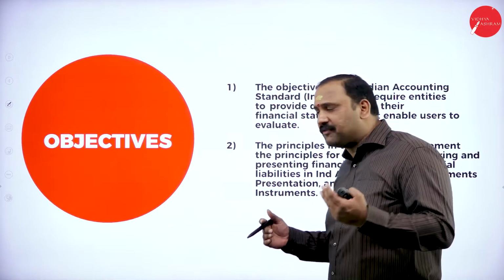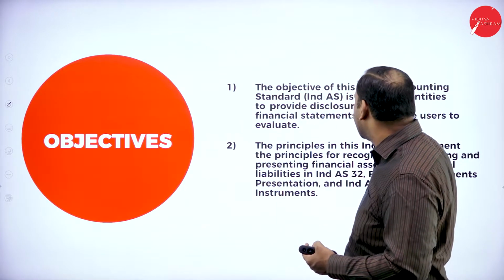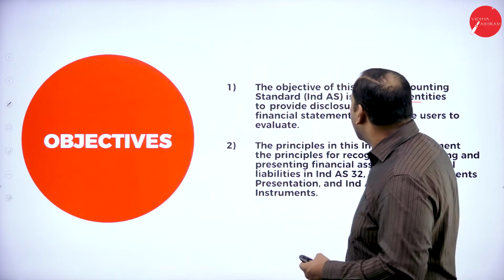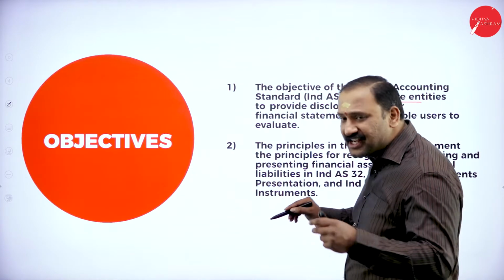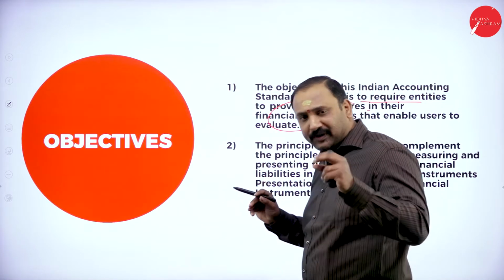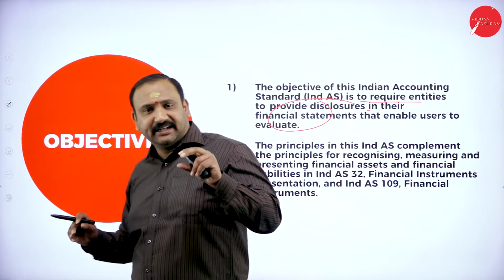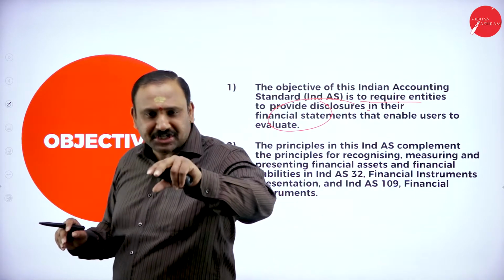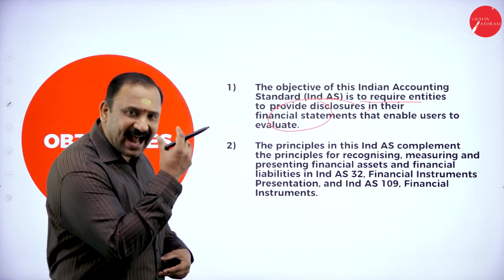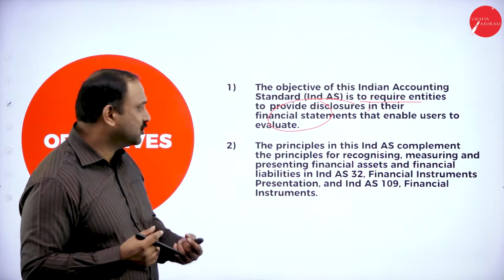Followed by the objectives. The objective of this Indian accounting standard is to require entities to provide disclosure in their financial statements that enable users to evaluate. So we are following the standard more from the evaluation perspective, so that every user is able to use this and arrive at a decision altogether.